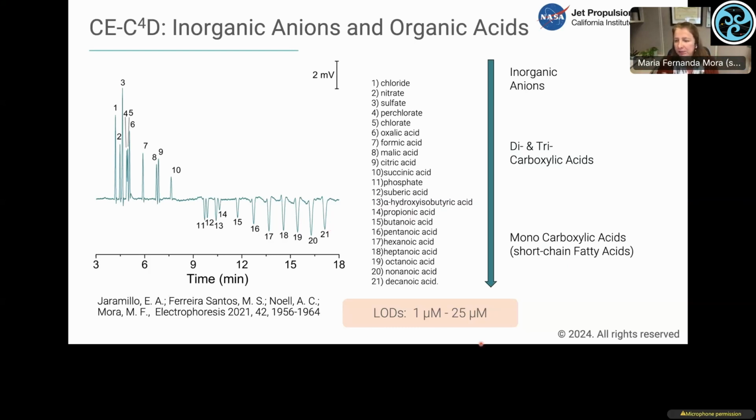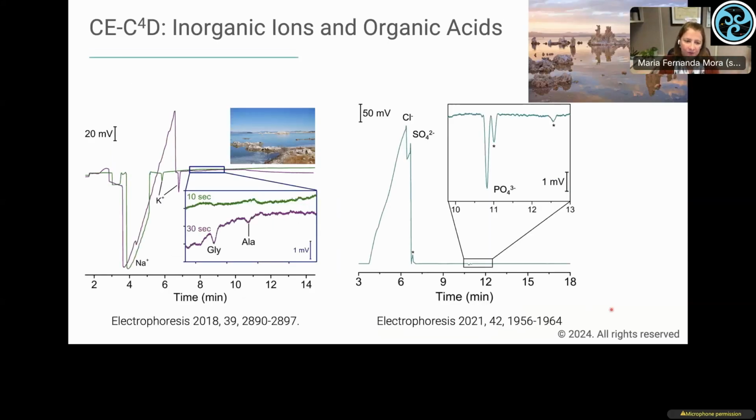And again, the sensitivity is in the micromolar range, so it's not so bad. And again, we validated these 2 methods with the Mono Lake sample. What you can see here is that because the sample has so many ions, you see a huge peak for the inorganic ions, and then you really have to zoom in to see the organic ions. To quantify the inorganics sometimes, we have to dilute the sample even further because you saturate the detector. And the same happens with the inorganics, chloride and sulfate.